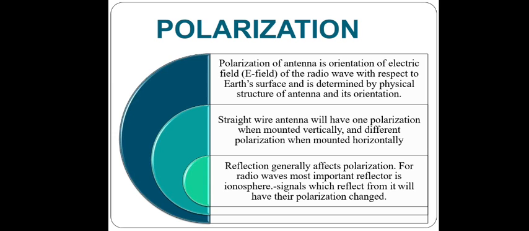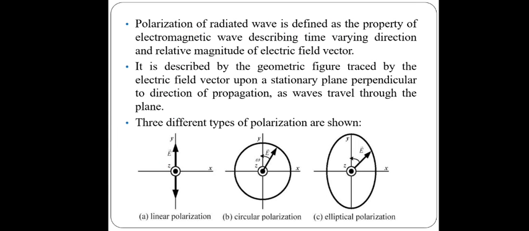Otherwise, wire antennas will have one polarization when mounted vertically and a different polarization when mounted horizontally, and reflection will have an effect on the radio waves. The most important reflector is the ionosphere. So this is about polarization.